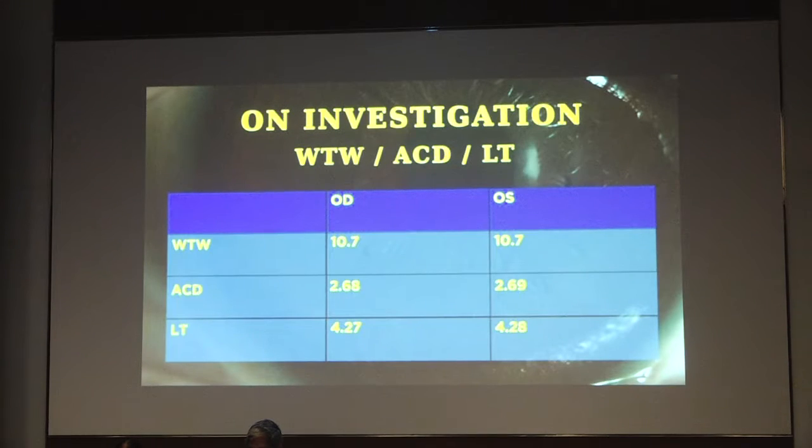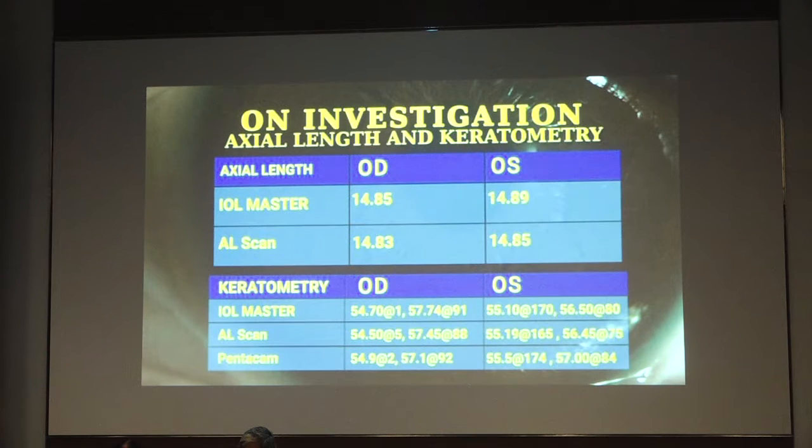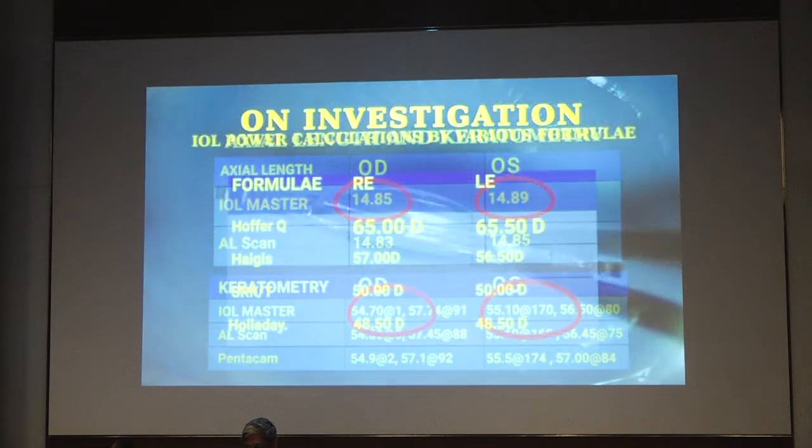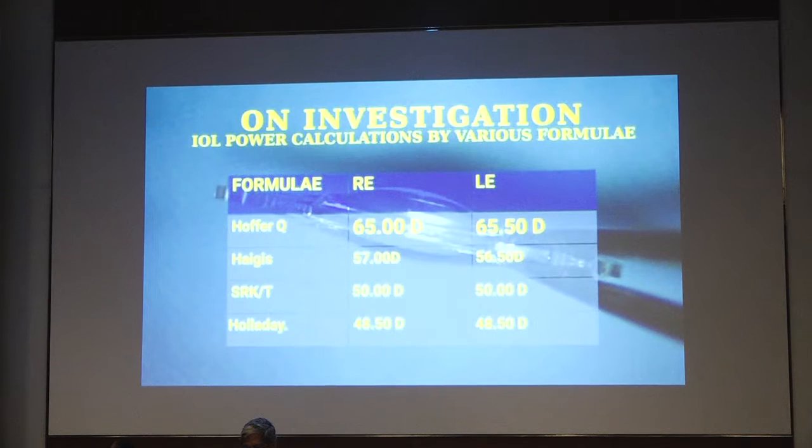Her white-to-white diameter was 10.7, her ACD 2.68, and her lens thickness 4.27 in both eyes. Her axial length in OD was 14.85 and OS 14.89. Her average keratometry in both eyes was 56, a very steep cornea. IOL power calculation by different formulae varied from 49 diopters to 65 diopters.